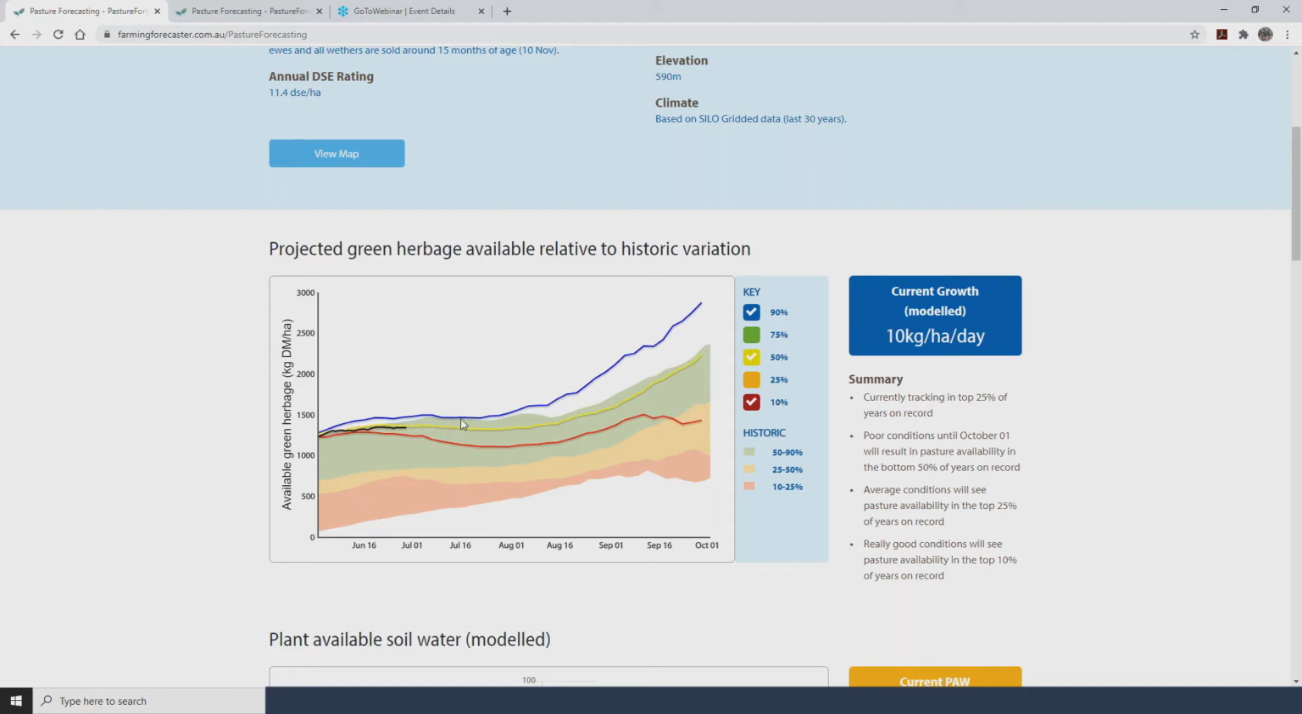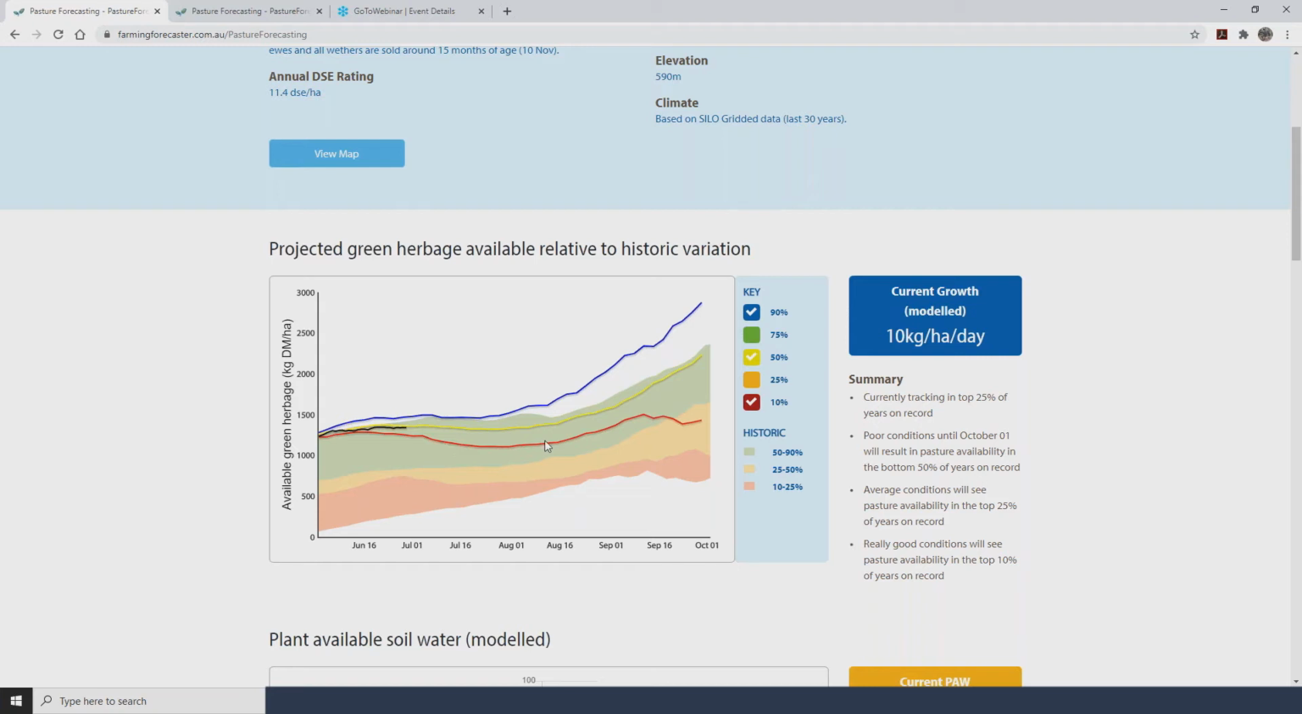The blue line is the 90th percentile. Pasture availability only exceeded this level in 10% of years, and the red line is the 10th percentile, which means that pasture availability fell below this level through here in only 10% of years.